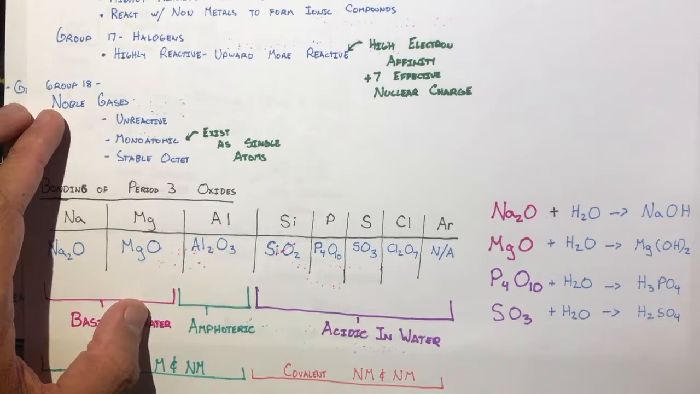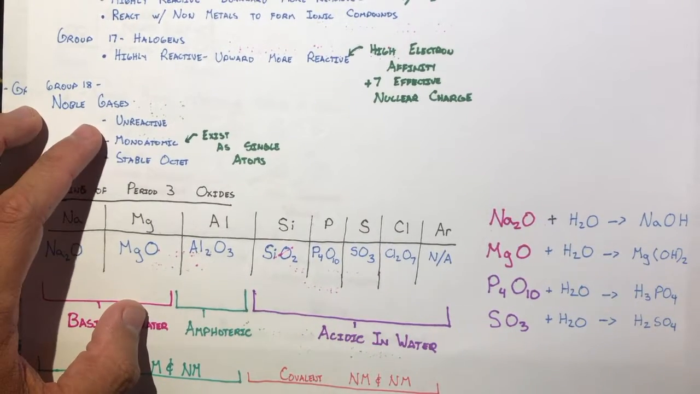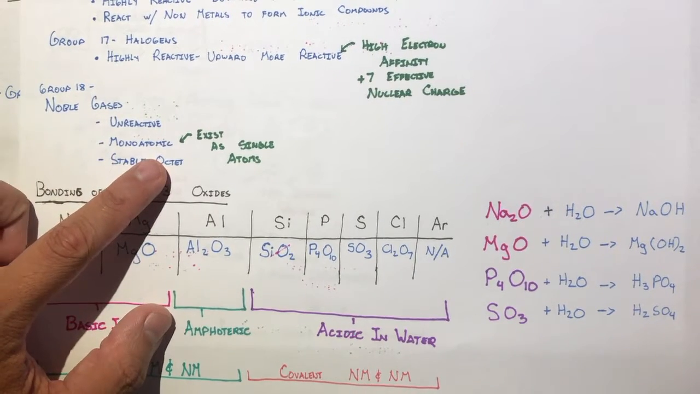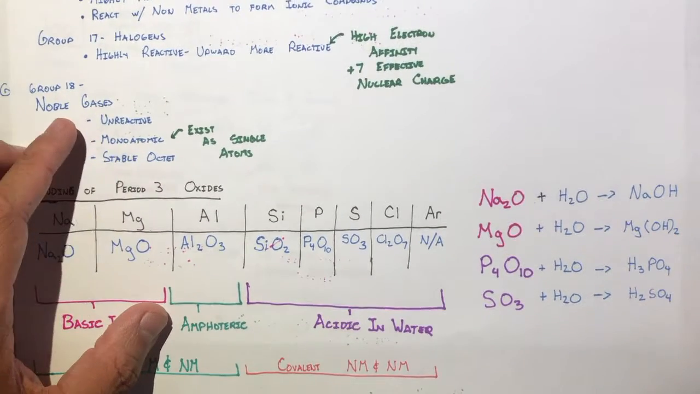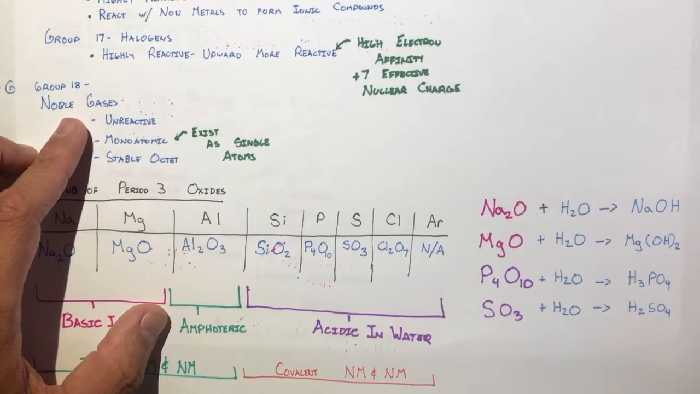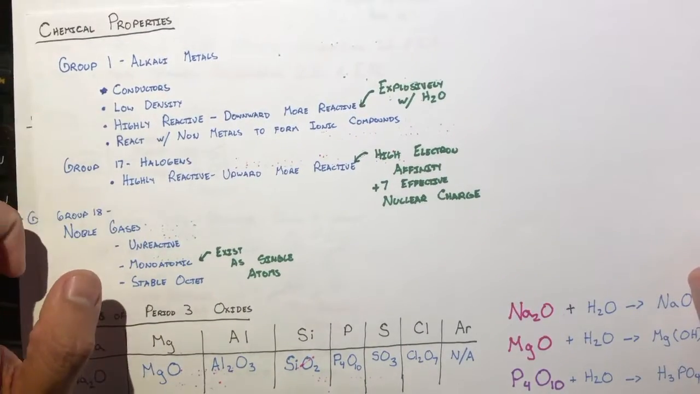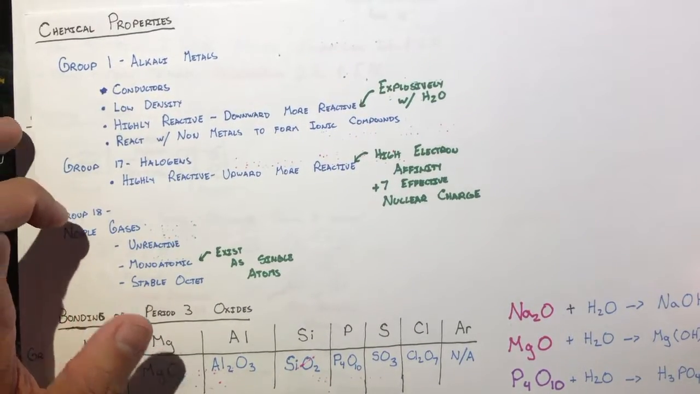Group 18, the noble gases, the cool kids. These are going to be unreactive, monoatomic. These exist as single atoms compared to, let's say, the diatomic molecules, the Brinkelhoff molecules, and they're going to have a stable octet. So those are the three groups that you kind of need to pay attention to for their chemical properties.